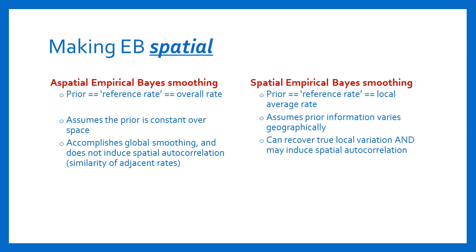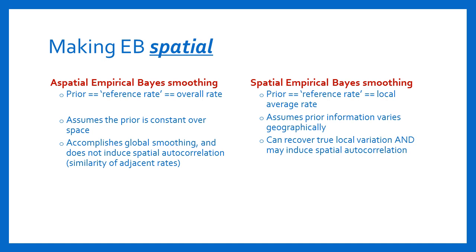All right, I'm going to show you some examples of maps that produce these in just a moment. But while we're talking about empirical Bayes, I'm going to just make the next logical step, which is how could we make empirical Bayes spatial? How could we change the reference rate to gather some more information? And here's how that works.